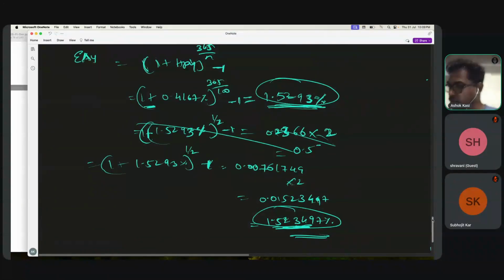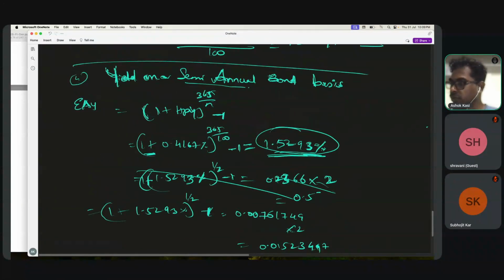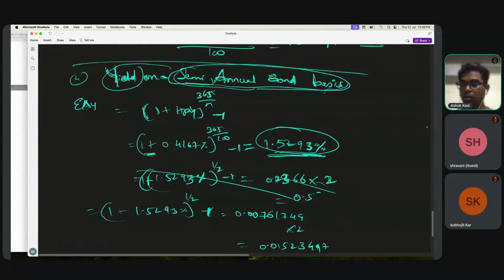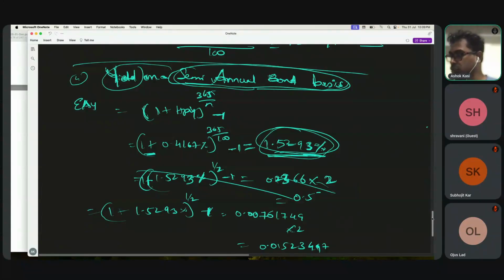So the question was that we have to calculate the yield on a semi-annual bond basis. Why is this there? See, in the US, it's very common for a Treasury bond to pay interest on a semi-annual basis. Because they pay interest semi-annually, we have to calculate yield accordingly. So how do we calculate? Now we calculated the equivalent annual yield, which gave us 1.5293 percent.